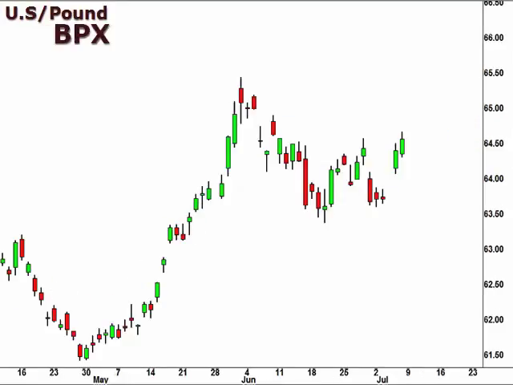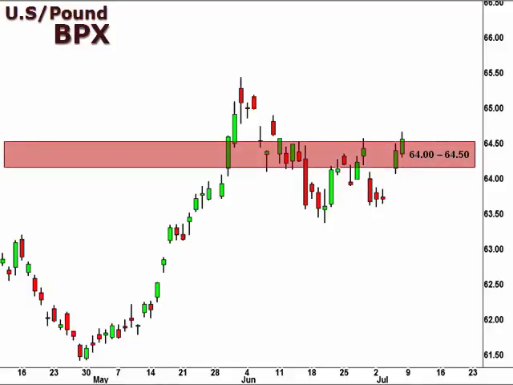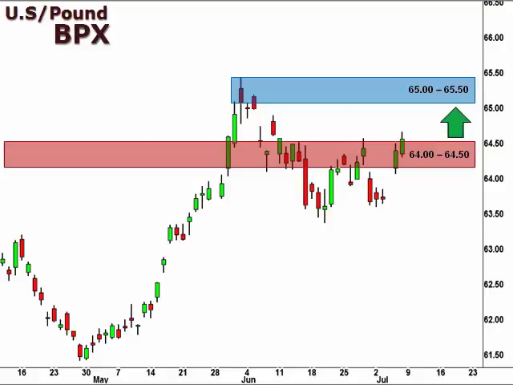Let's take a look at the BPX, the US dollar versus the British pound. The BPX broke higher last week, 64.5 assumes the role of support, with 65.5 being the next upside target.